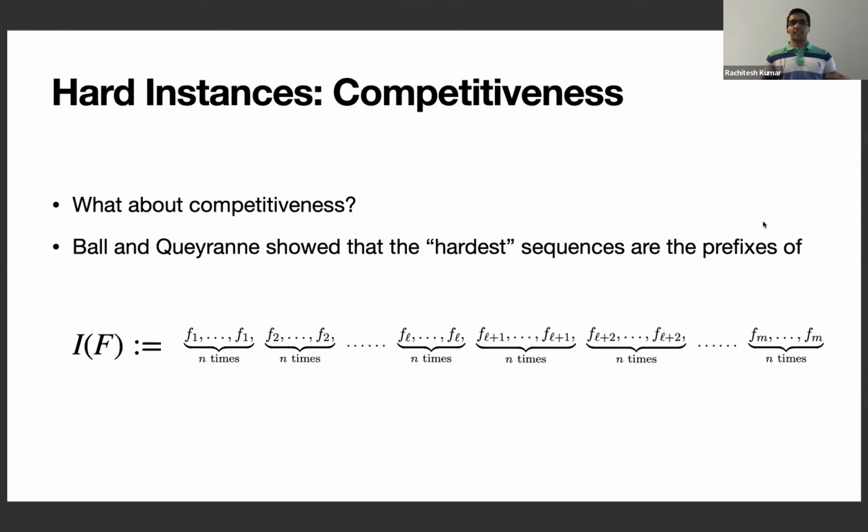What about competitiveness? Ball and Queyranne had already characterized what are the hardest instances when you're trying to maximize just the competitive ratio, just competitiveness. And they showed that they are just increasing order of fares in blocks of n and all their prefixes.